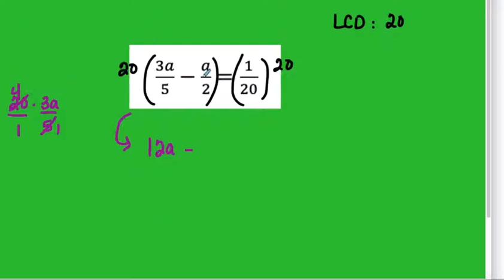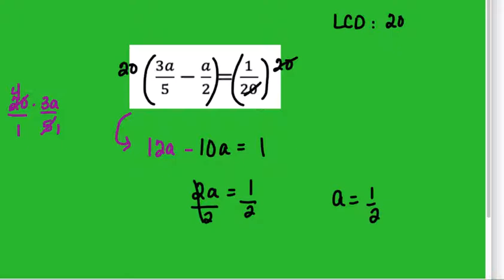All right, then 20 times a over 2 would give me minus 10a. And then the 20s on the right would cancel to 1, and we'd be left with 1. So then 12a minus 10a gives me 2a. And then isolate the variable by dividing both sides by 2, giving me a is a half.